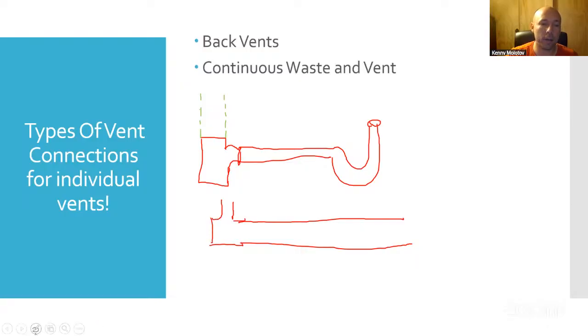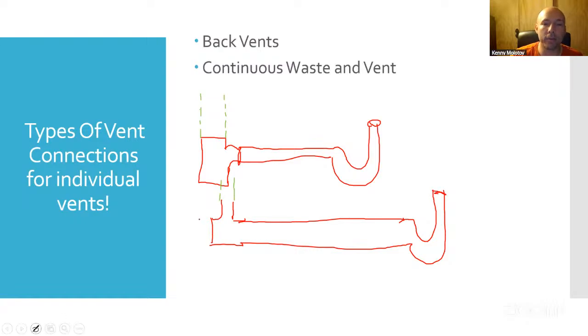And then you would have your vent run in this direction, up like that. That is considered a back vent. Let me just show you for context where our trap is. This is our trap right here. Okay, so same idea, same fixture even, except we're running a back vent.